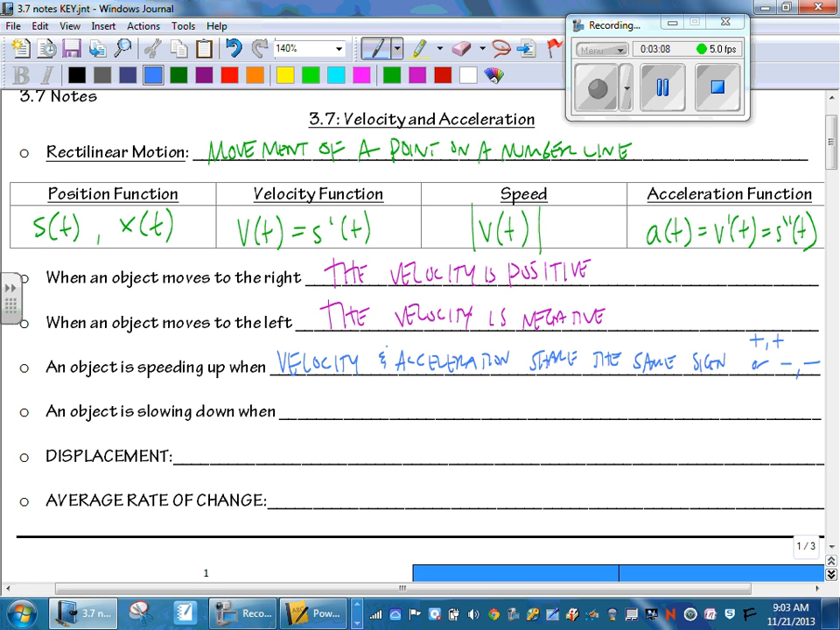So if you think about it, velocity is positive, that means the object's moving to the right. If acceleration is positive, that means the velocity is moving faster to the right. So that's speeding up. Same thing if it's going to the left, velocity is negative and acceleration is negative. The acceleration is moving it faster in that direction. Now, if they're opposites, one's positive, one's negative, they're kind of working against each other. So that's when the object is slowing down. The velocity and acceleration have different signs.